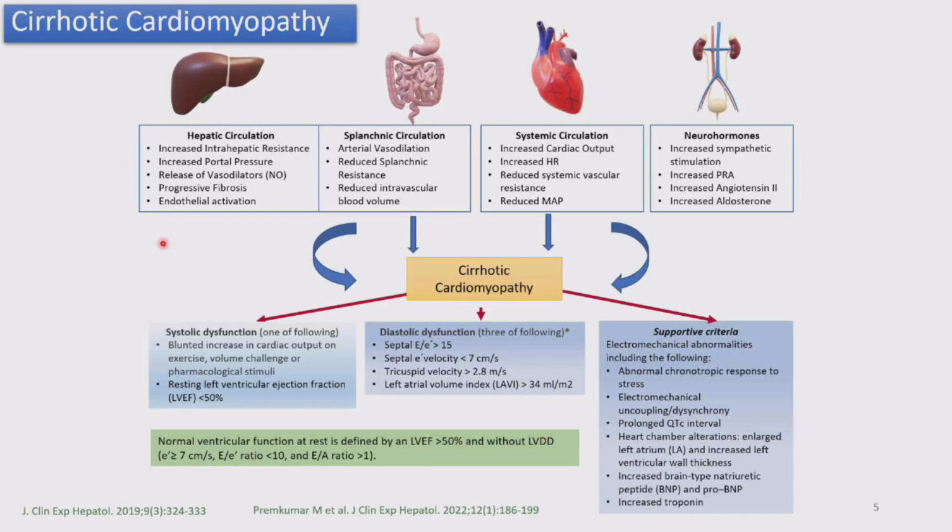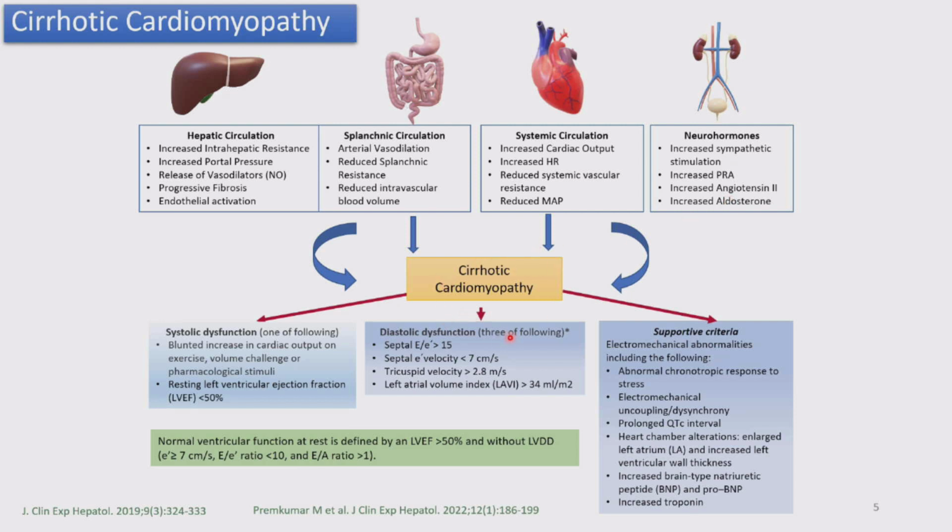Cirrhotic cardiomyopathy is associated with changes in portal hemodynamics, such as increased portal pressure and release of vasodilatory substances. It is also associated with changes in the splanchnic circulation and the systemic circulation, resulting in a hyperdynamic circulation. The activation of the renin-angiotensin-aldosterone system has effects on the kidney and other organ systems.